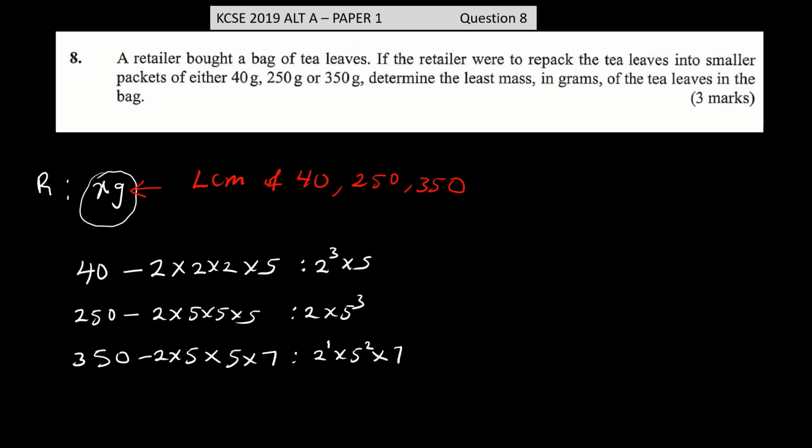Let's now pick the numbers one after the other. So LCM is equal to 2. The highest power of 2 is 3. So we pick 2 to the power of 3 times 5. The highest power of 5 is 3. So we pick 5 to the power of 3 times 7. The highest power of 7 is 1, which is 7 to the power of 1. And if you multiply this, we are going to have 7,000. So the answer is 7,000 gram. The least mass in gram of the tea leaf in the bag will be 7,000 grams.